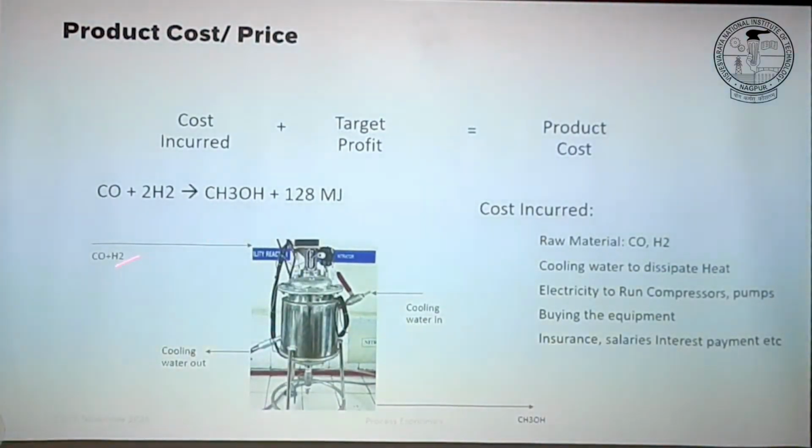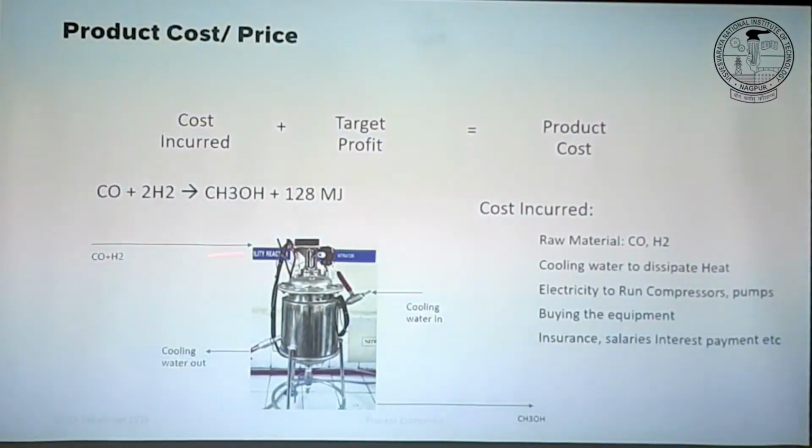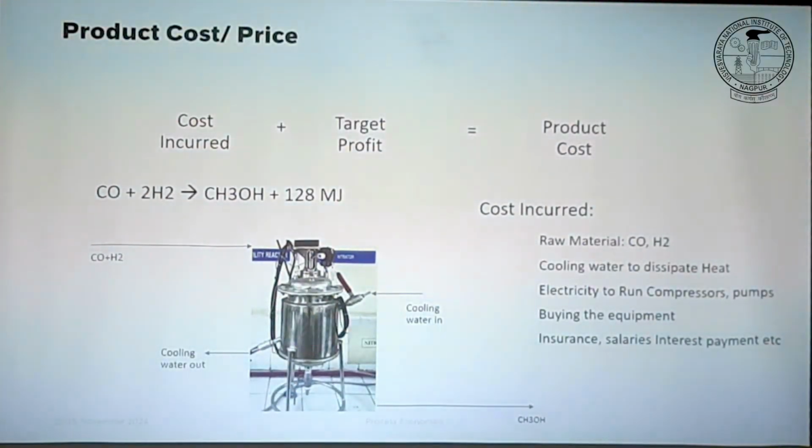So just looking at this figure, what are the costs we can see? The raw material, you need to buy your raw material, right? You need to pay for cooling water to dissipate heat. You need electricity to run the pump, compressor, whatever. These are gases, you compress them at high pressure, so a compressor for your feed, a pump for your cooling water. And electricity for many other things: lighting the plant, the alarm system, all these control valves. So then you need to buy all this equipment, right?